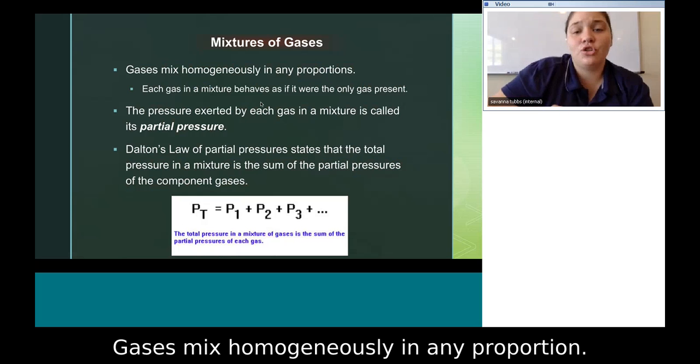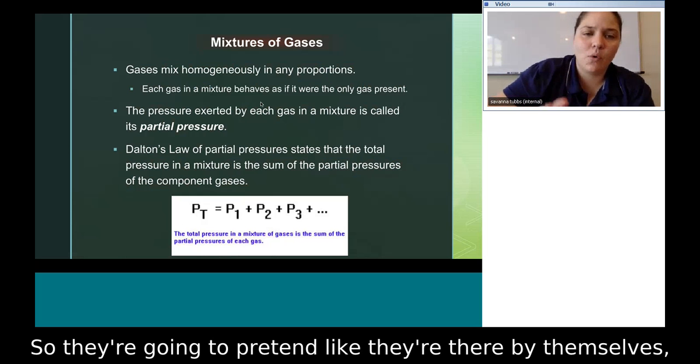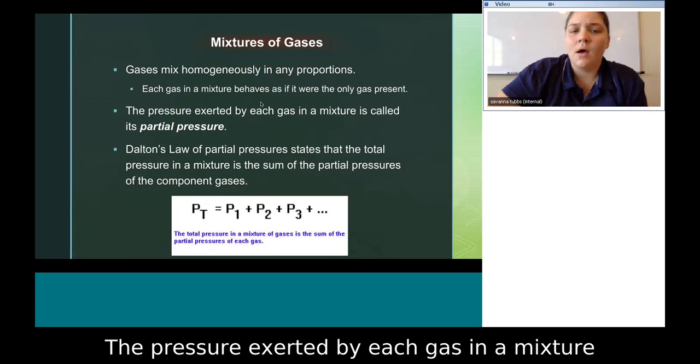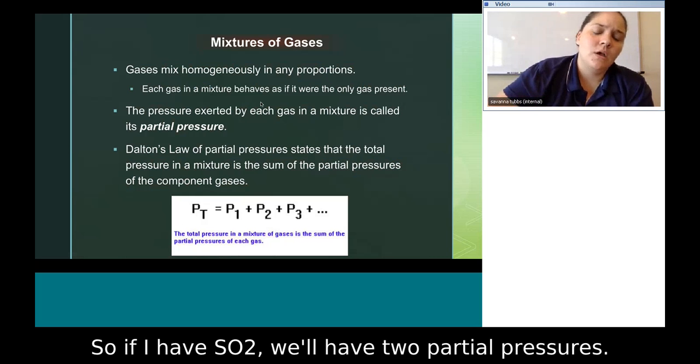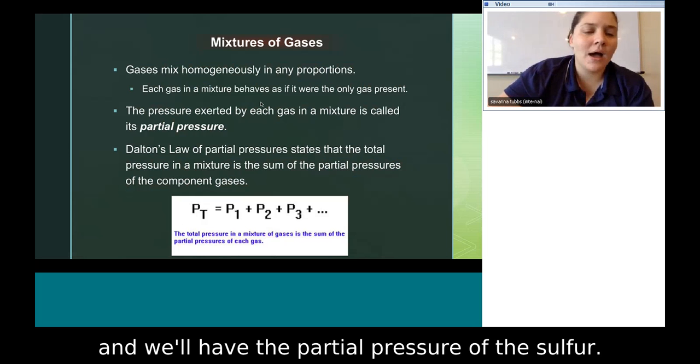Gases mix homogeneously in any proportion. Each gas in a mixture behaves as if it were the only gas present. So they're going to pretend like they're there by themselves even though they're not. The pressure exerted by each gas in a mixture is called a partial pressure. So if I have SO2, we'll have two partial pressures. We'll have the partial pressure of the oxygen and we'll have the partial pressure of the sulfur.